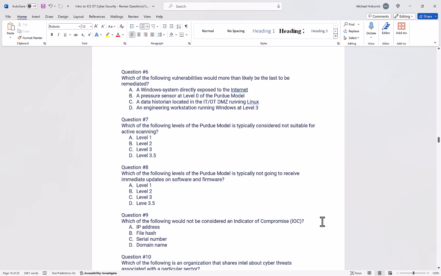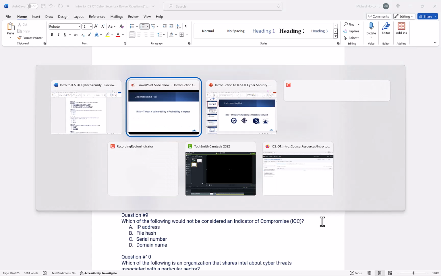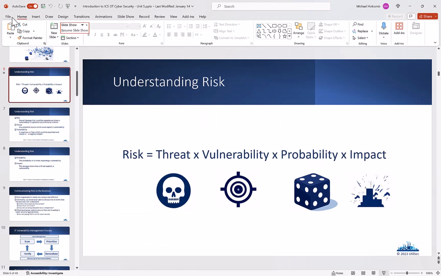All right, so question 6, which of the following vulnerabilities would more than likely be the last to be remediated? So when we look at least to be remediated, I'm thinking going back to, let's jump back to the Purdue model, which I don't have open. Let me open that real quick.